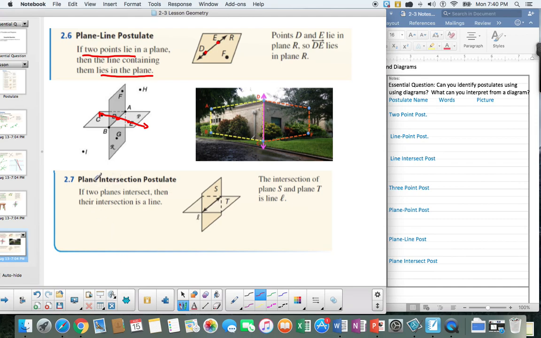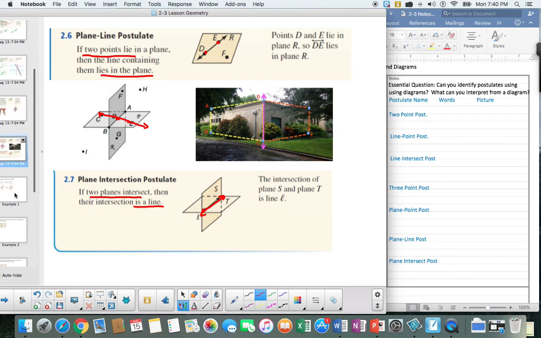The next one is the plane intersection postulate. When two planes intersect, and here's an example of two planes intersecting, then the intersection right here where they meet is going to be a line. And here's a picture of a building where here's one wall and here's another wall, and you can see where the walls meet, those two planes meet, that intersection is going to be a line. Now we learned how to draw that. I hope you remember that.